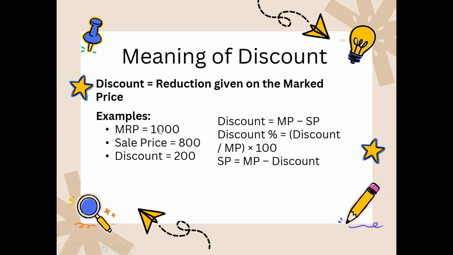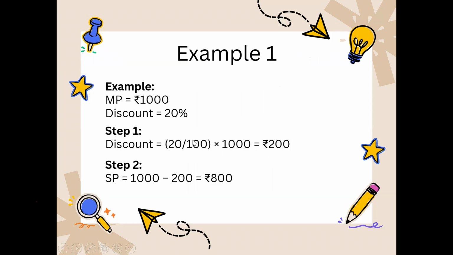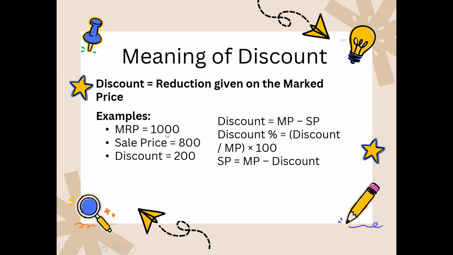So if 1000 rupees is your mark price and you bought that article at a price of 800 rupees, how much money do you save? 1000 minus 800, so that 200 rupees was a reduction, correct? First you have to pay 1000 rupees, but after applying a discount of 200 rupees, that is the reduction, you have to pay only 800 rupees. So that 200 is the discount given on that mark price.